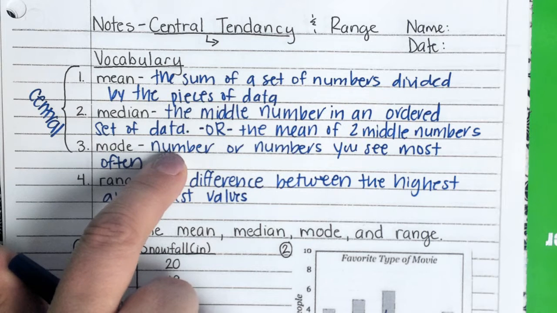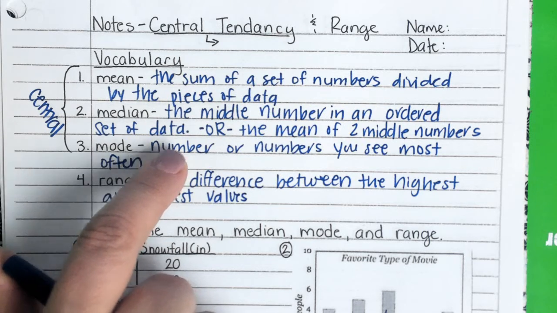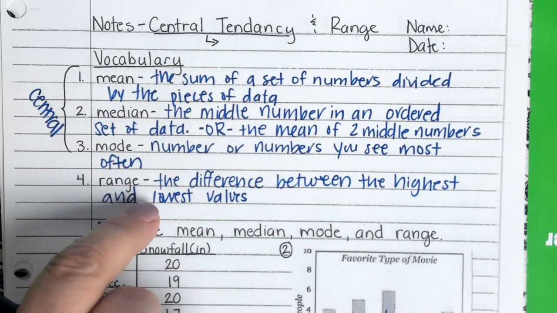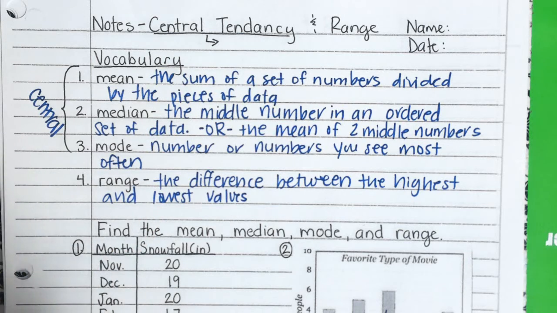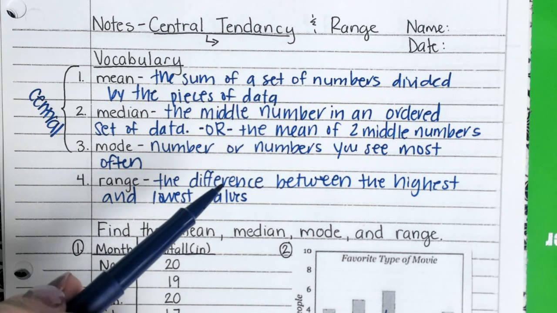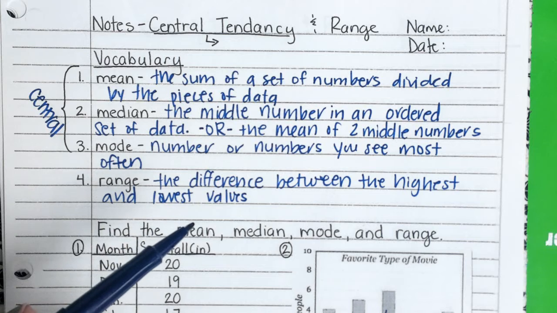Those prefixes are used in all sorts of stuff. So again, the mode is the number or numbers you see most often. And then the range, I always think of a driving range with golf. Has anybody ever been to a driving range? Okay. So when you hit the golf ball, what are you measuring? The distance, right? How far you hit the ball. So when we're talking about the range of a set of data, we're looking for the difference or distance between the highest and lowest value.